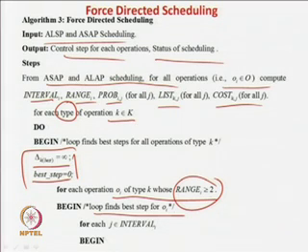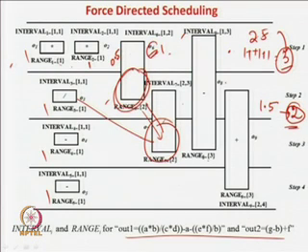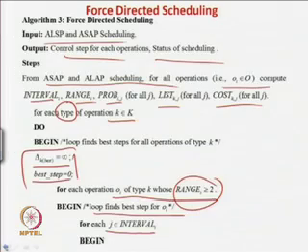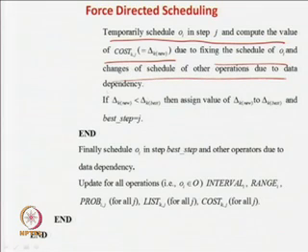In this case we have started with the multiplier operation in the example, then for each j in the interval of I, what you have to do is, we have taken this operation. Now, you have to see each step which is in the interval of this operation. In this case it is 1, 2. So, for each j in the interval of I, you temporarily schedule OI in j and compute the value of cost due to fixing of the schedule of OI and the changes of schedule of other operations due to data dependency.